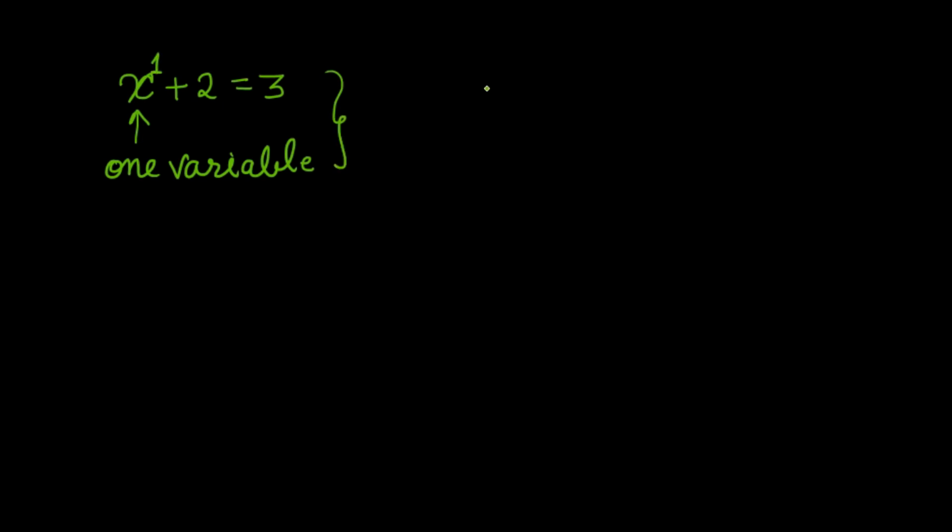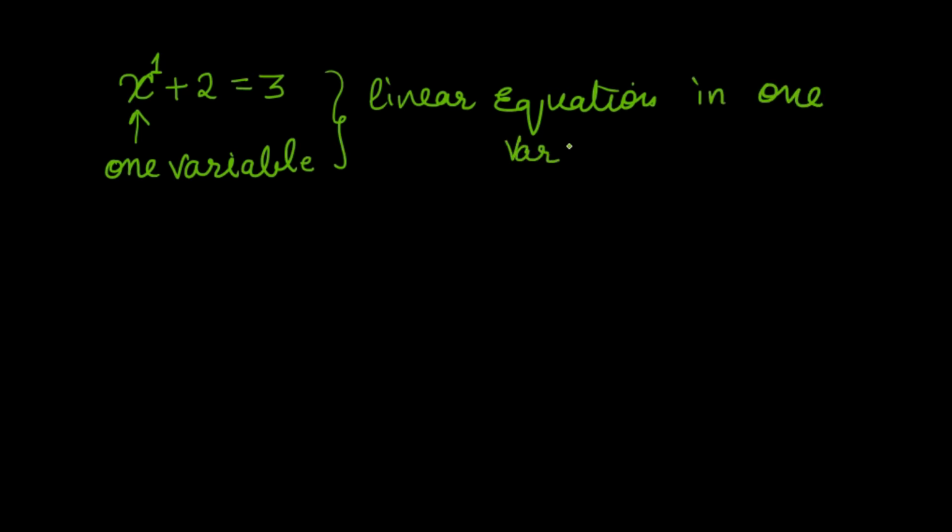Now, we all know what a linear equation in one variable is. Example, say x plus 2 is equal to 3. This is an algebraic equation and there is only one variable, and the power of the variable is 1. So we say that this is a linear equation in one variable. The power or the degree is 1. That's why it's a linear equation.